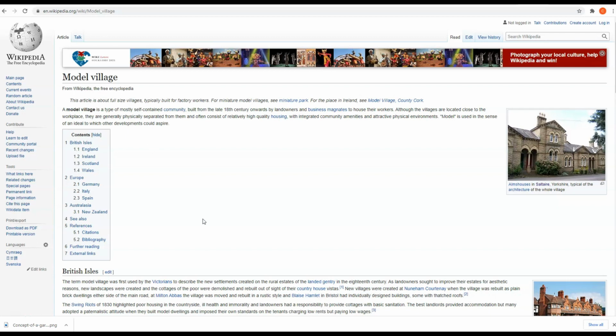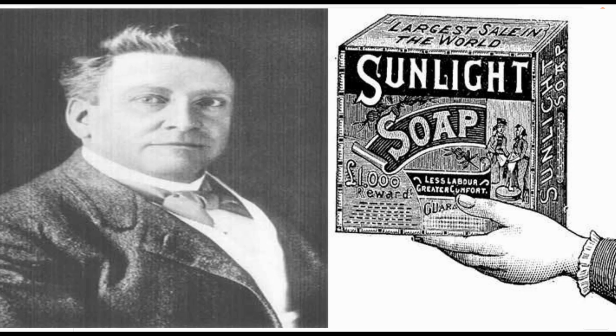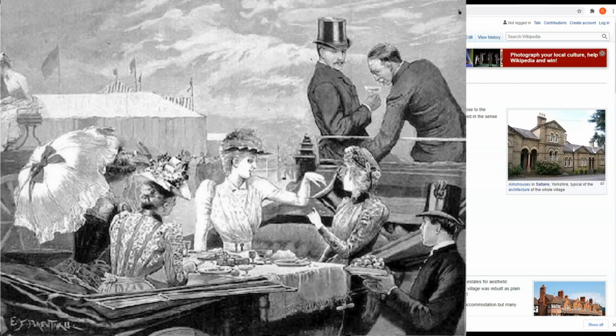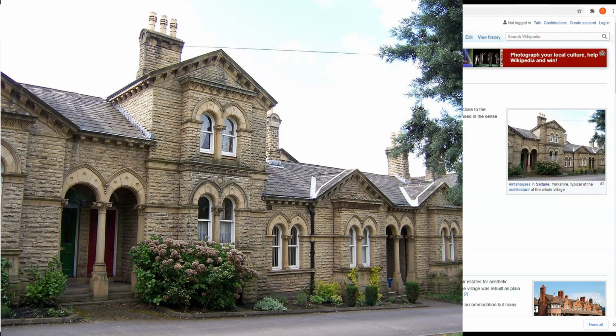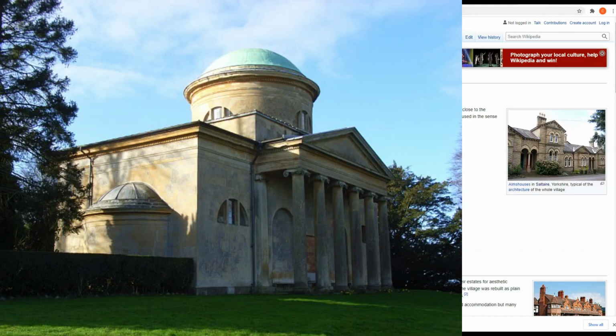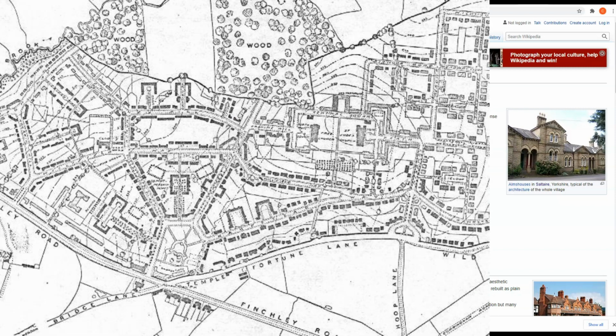A model village is a type of mostly self-contained community built from the late 18th century onwards by landowners and business magnates to house their workers. Although the villages are located close to the workplace, they are generally physically separated from them and often consist of relatively high-quality housing. With integrated community amenities and attractive physical environments, model is used in the sense of an ideal to which other developments could aspire.